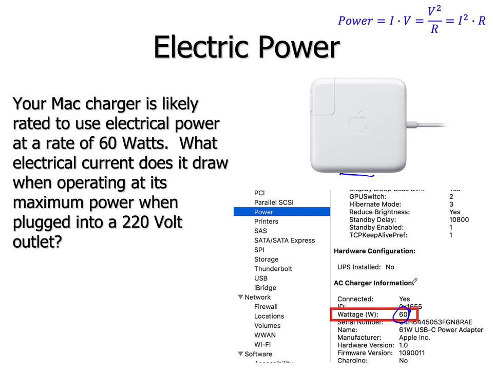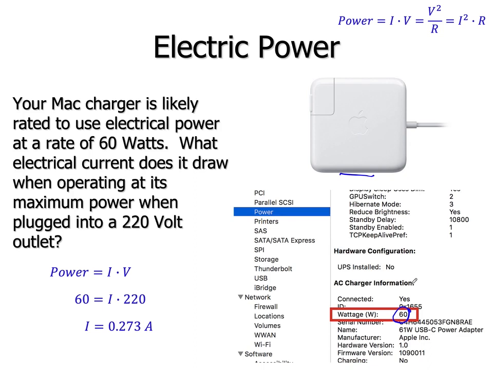So my question is, what current does it draw if it's plugged into a 220-volt outlet? In this case, I know the power, I know the voltage, I'm looking for the current I. I'm just going to use this form of it. Plugging in our numbers, you'll get the current is a relatively small 0.273 amps. And you might say, is that relatively small? Well, not really small.